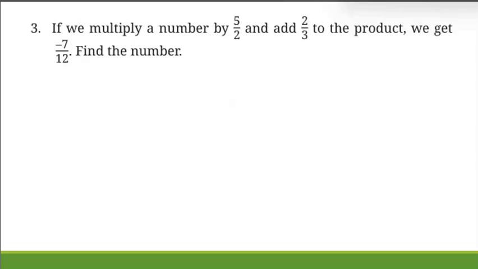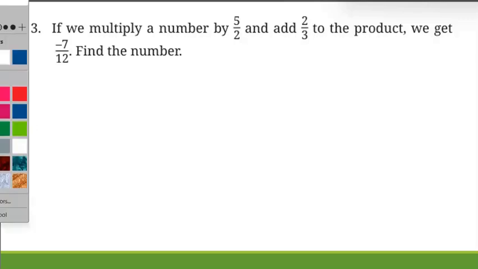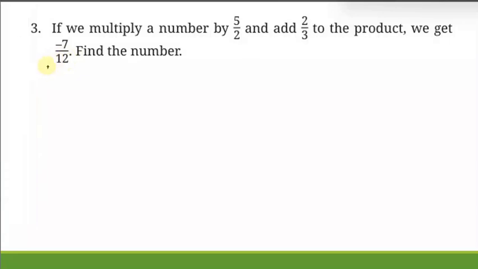It's given that if you multiply a number by 5 by 2 and add 2 by 3 to the product, we get minus 7 by 12. Find the number. So we have a number, and if you multiply the number by 5 by 2, then we add 2 by 3 to that, then we will get minus 7 by 12. Then we have to find the number. So what do we have to take? We have to take the number as the unknown variable, that is x. Okay, so let us write, let the number be x.